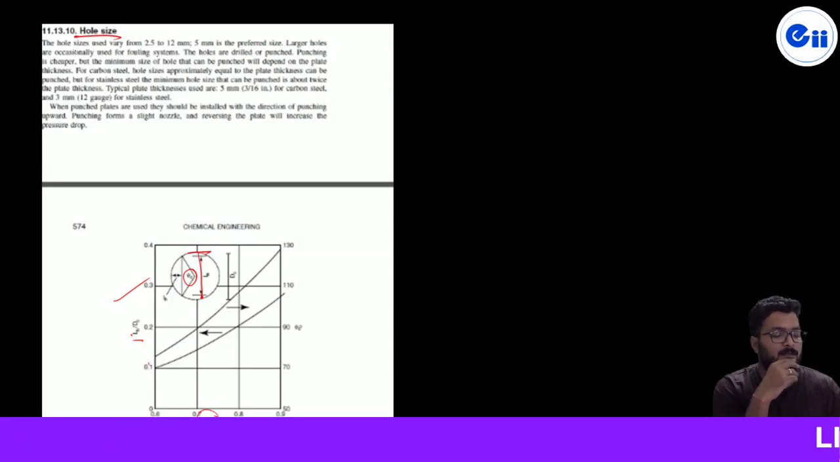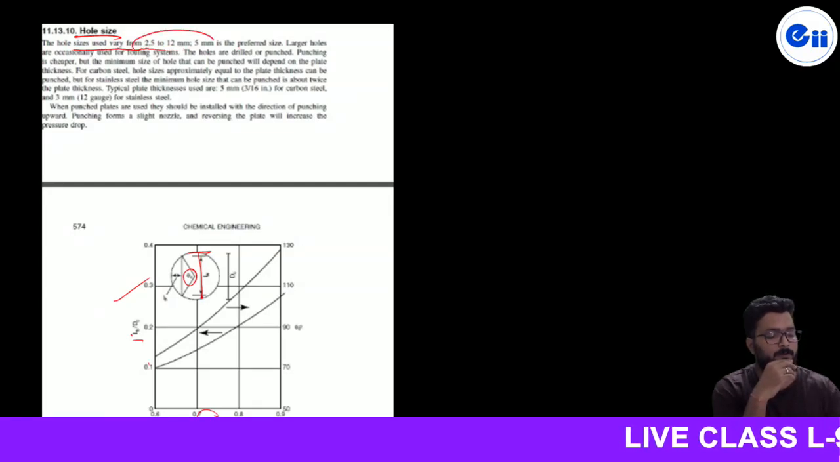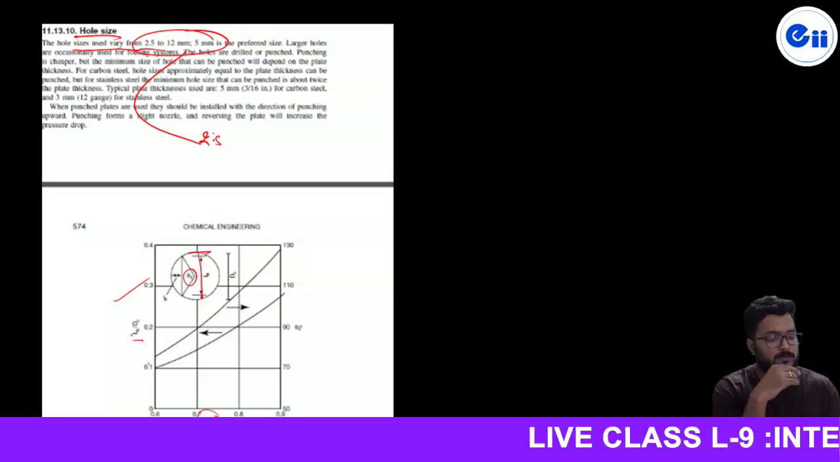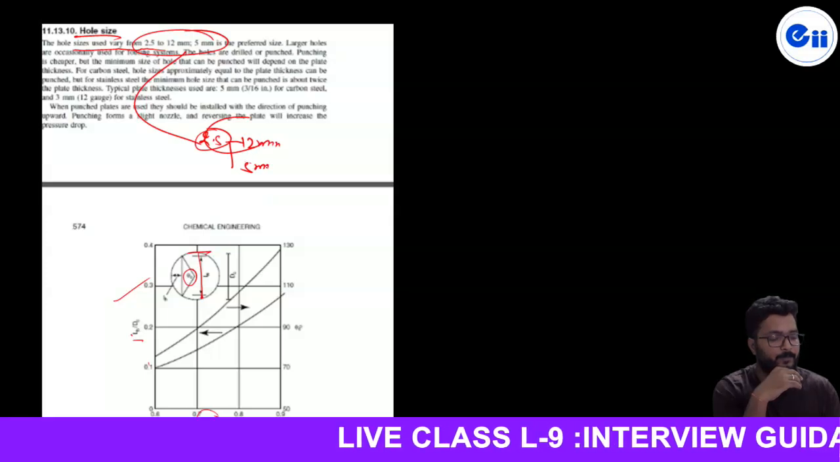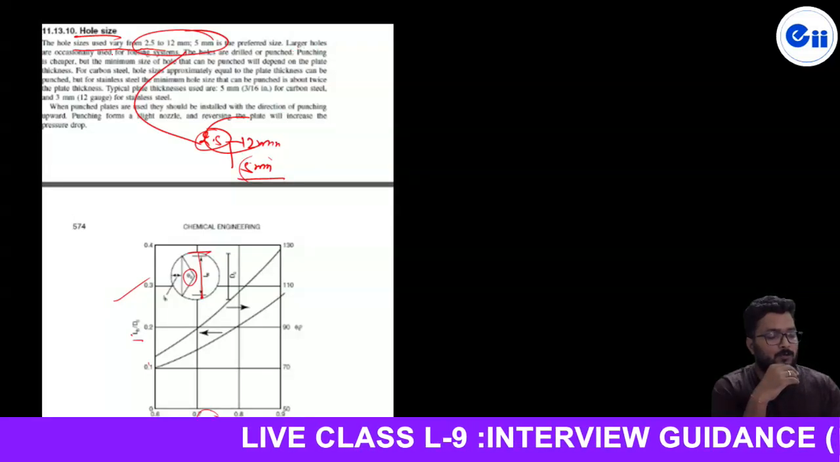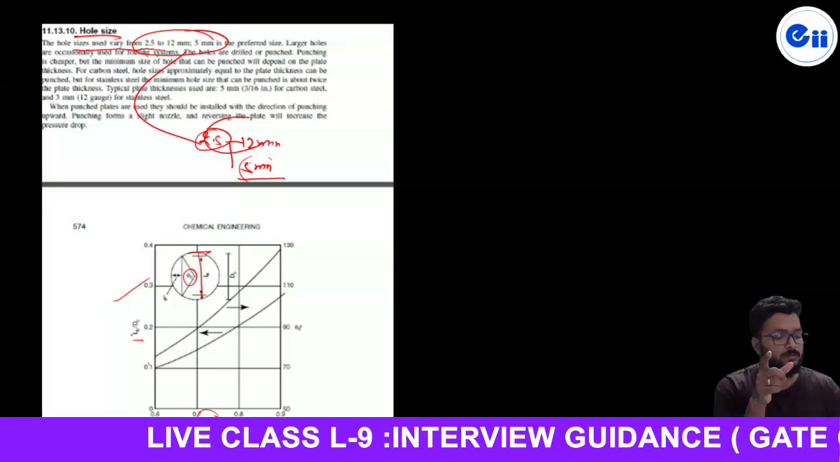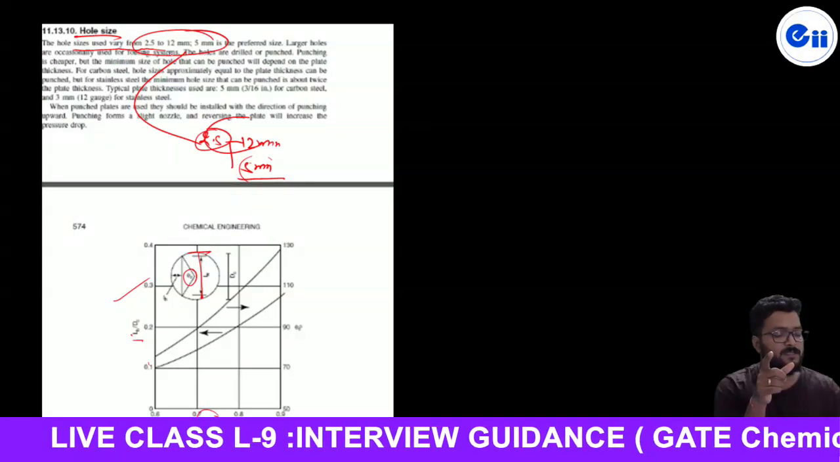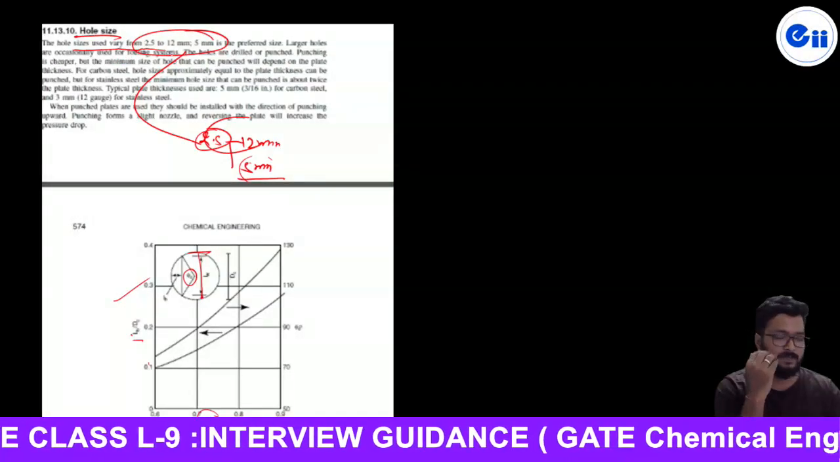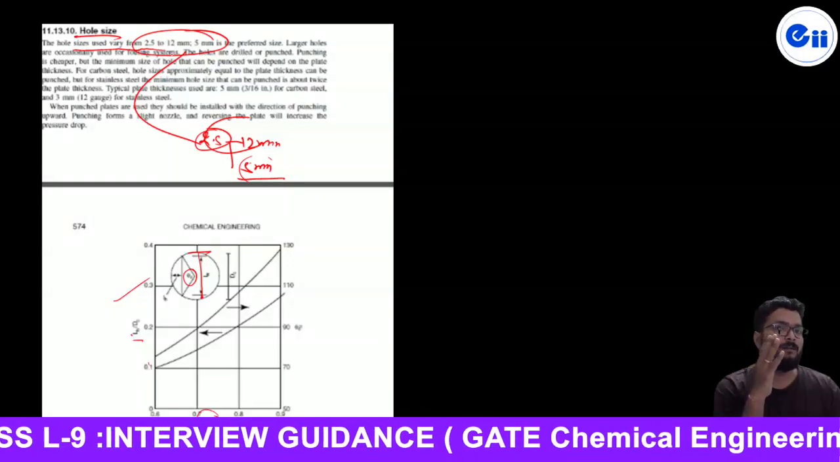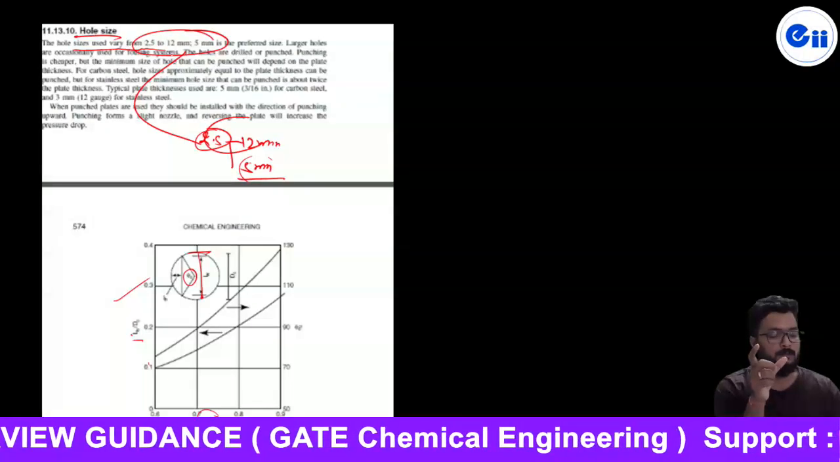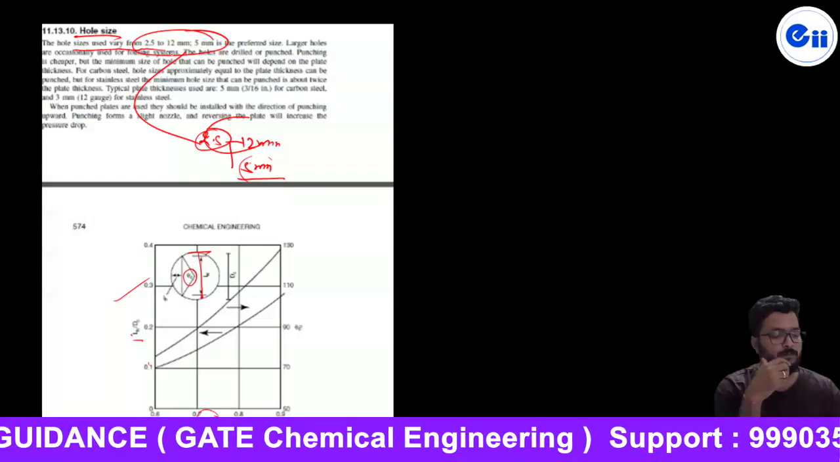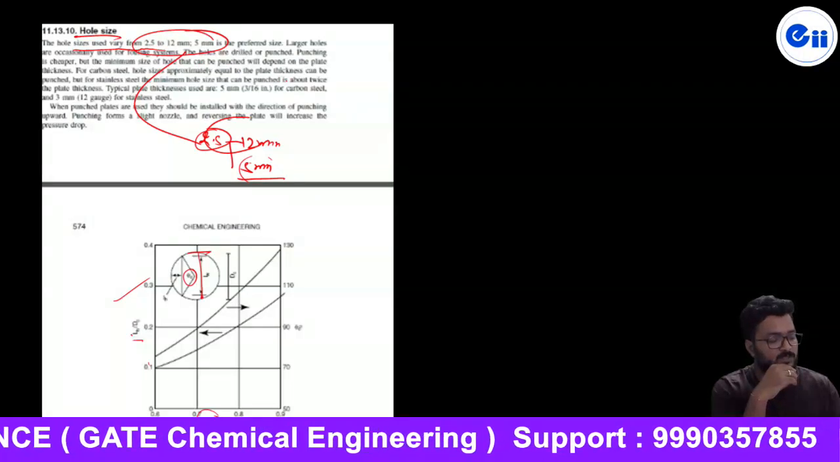Hole size. The hole size used varies from 2.5 to 12 mm, and 5 mm is more preferred. So we should also know जो hole size होगा 2.5 से 12 mm के बीच में होता है, लेकिन जो most common है वो 5 mm है. Larger holes are occasionally used for foaming system. Foaming system में ज़्यादा जहाँ foaming tendency होगी वहाँ तो हम packed column prefer करेंगे, but still if you want to go for the plate column, then larger hole diameter should be preferred. Okay, so that is a part here.